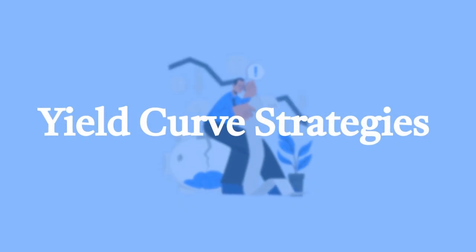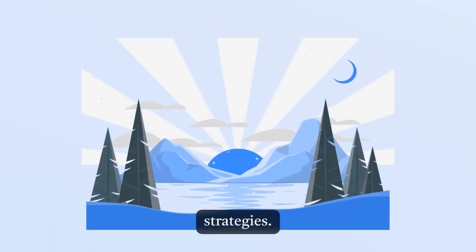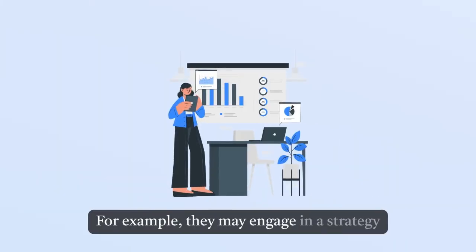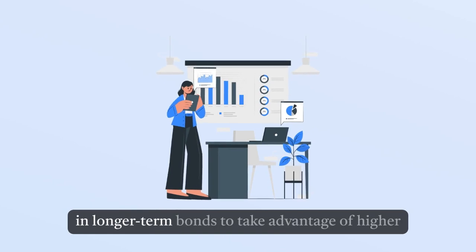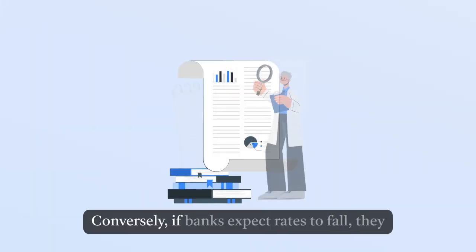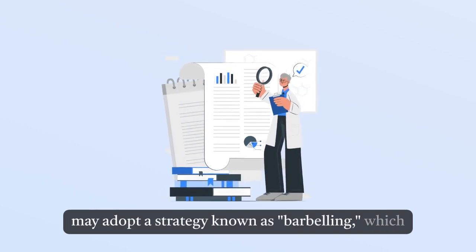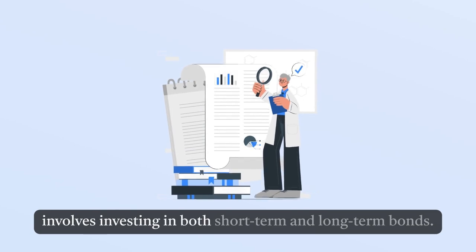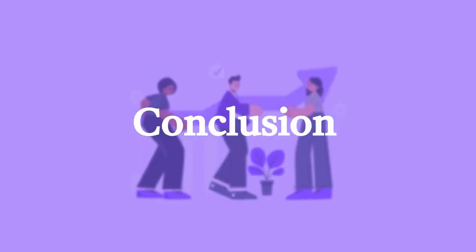Yield curve strategies. Banks also use the yield curve to develop strategies. For example, they may engage in a strategy called riding the yield curve, where banks invest in longer-term bonds to take advantage of higher yields. Conversely, if banks expect rates to fall, they may adopt a strategy known as barbelling, which involves investing in both short-term and long-term bonds.